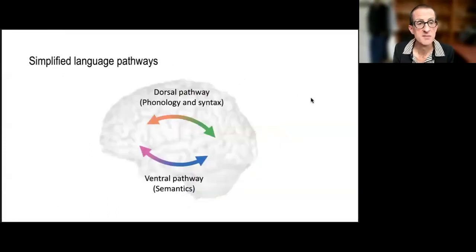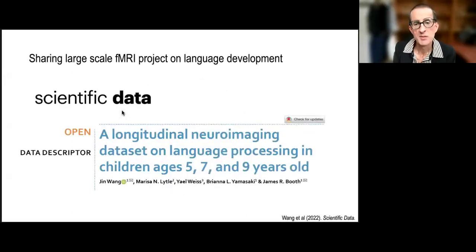So to simplify this model even further, I'll just emphasize that we look at this ventral pathway involved in semantics, or the meanings of words, and the dorsal pathway involved in processing phonology and syntax. So I'm going to briefly introduce you to several completed, in progress, and future studies.